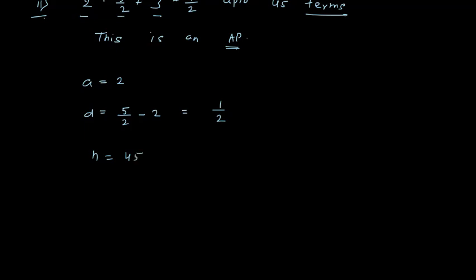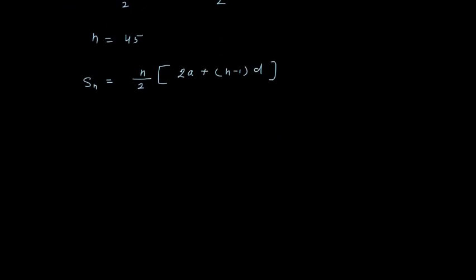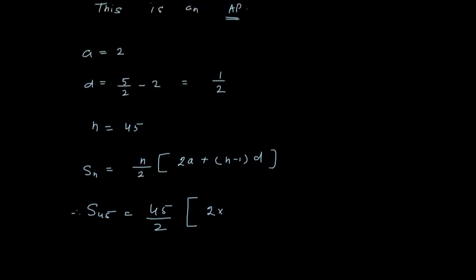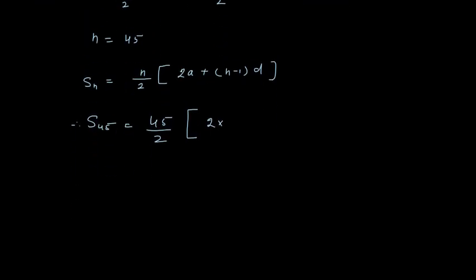Now the formula to find the sum: Sn is equal to n divided by 2 into a plus the last term, but we don't know the last term. So we will use the formula 2a plus n minus 1 d. n is 45, so S45 is equal to 45 divided by 2 into 2 into a, the first term, which is 2 into 2, plus 45 minus 1, which is 44, into d, which is 1 divided by 2.